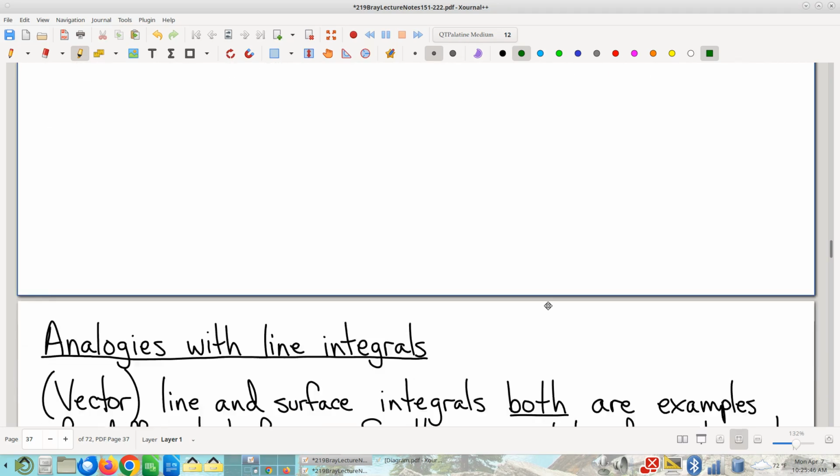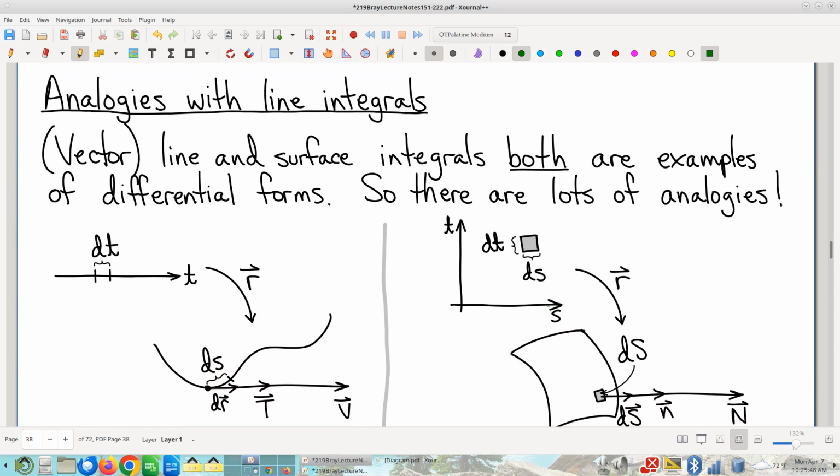Okay. Moving along. I think this is a really cool little page here in the notes. This is not in the book. I really think it should be. There are some remarkably eyebrow-raising, unexpected analogies between vector line integrals and vector surface integrals. They're shockingly similar in a lot of ways.